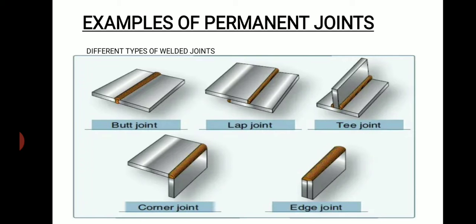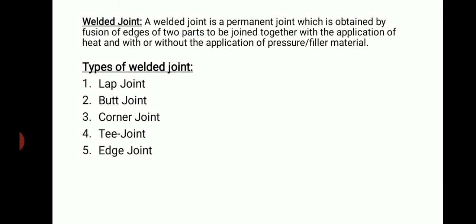Next we will see what is a welded joint. A welded joint is nothing but a permanent joint which is obtained by fusion of edges of two plates to be joined together with the application of heat and with or without the application of pressure or filler material. Next, what are the different types of welded joints? Number one is our lap joint, second is your butt joint, number 3 is your corner joint, number 4 is your T joint, and number 5 is our edge joint.